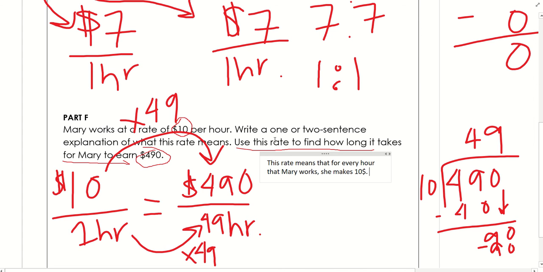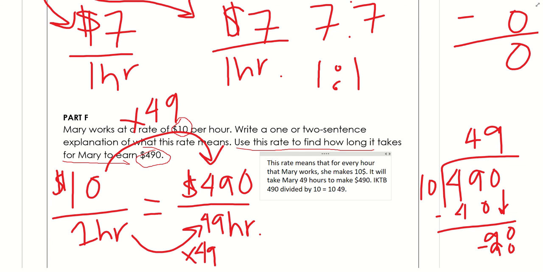Then I have to answer the second part of my question that says use this rate to find how long it takes for Mary to earn $490. So I would say it will take Mary 49 hours to make $490. I know this because 490 divided by 10 equals 49. 1 times 49 equals 49.